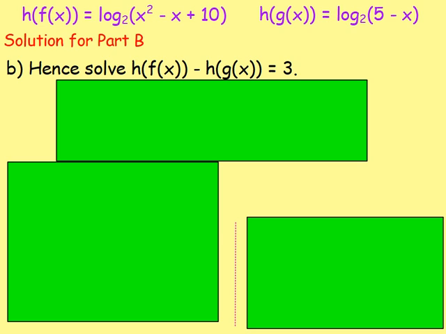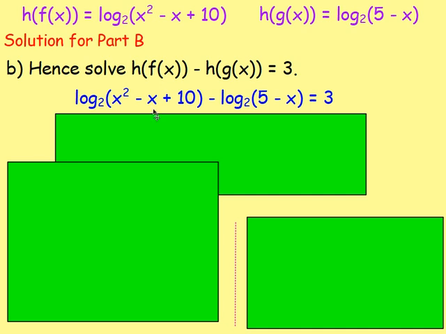Part B, hence solve h of f of x minus h of g of x equals 3. So for this one, these are our answers from the last page. We worked out h of f of x, we worked out h of g of x, and all we want to do now is sub them in here. So you can replace h of f of x with what it's equal to, replace h of g of x with what it's equal to from the last page, and that's equal to 3. We want to solve, in other words, we want to find the value of x. So how could we find the value of x?